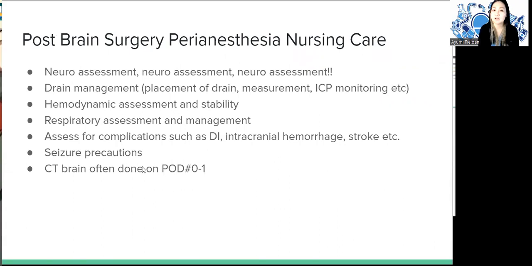A neuro patient, when they deteriorate, you're not going to see it on the monitor. You're going to see it on their neuro assessment. You're going to see it in their level of consciousness.